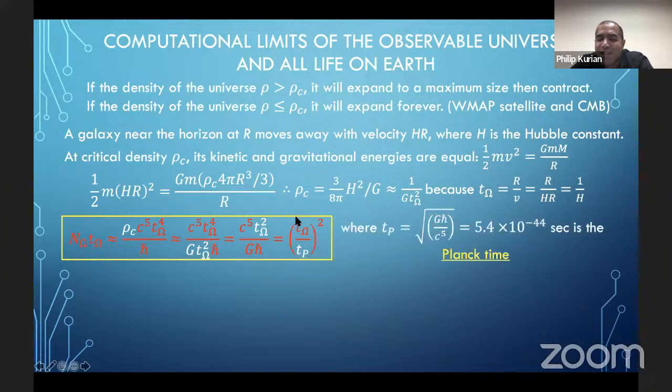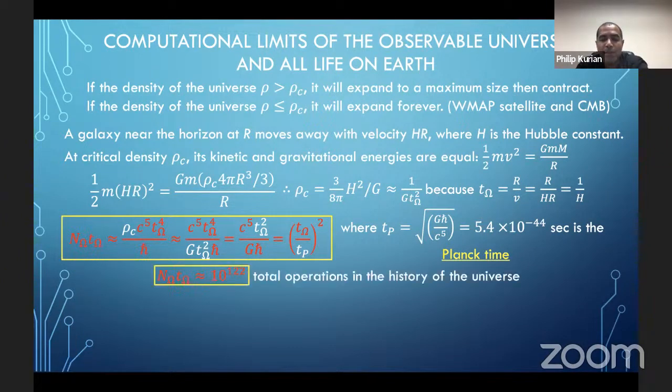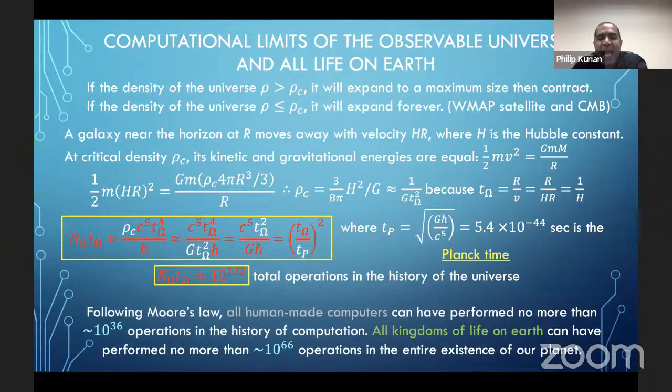It stands to reason that if you divide the time of the universe into Planck time segments and then square it, due to the spherical nature of the universe expanding, you would get something that corresponds to the information processing capacity of the universe. It turns out we have 10 to the 122 total operations in the history of the universe. And I'll leave this for your work.